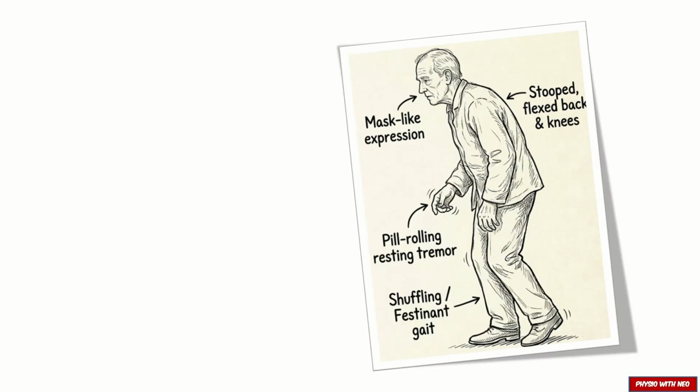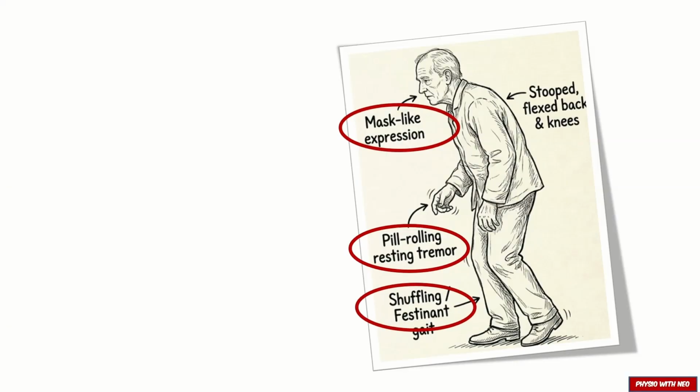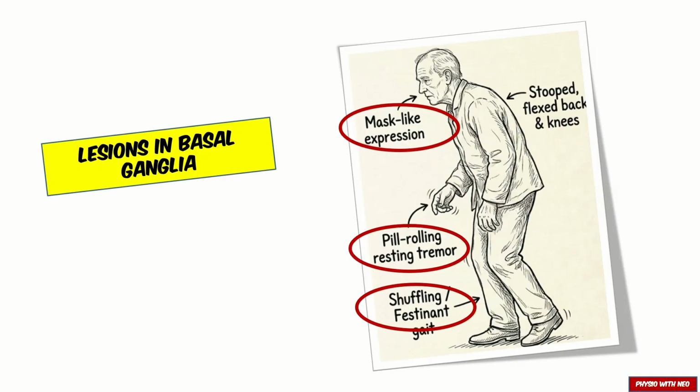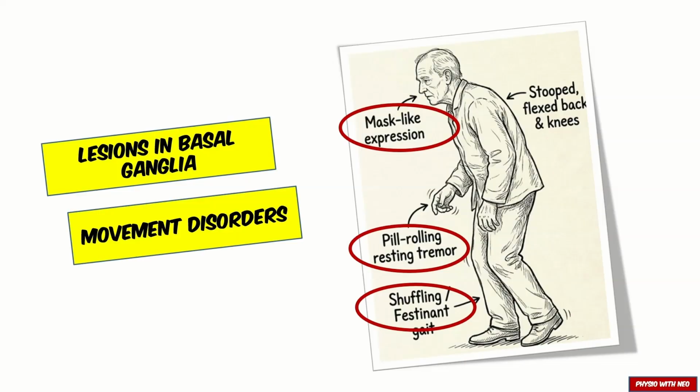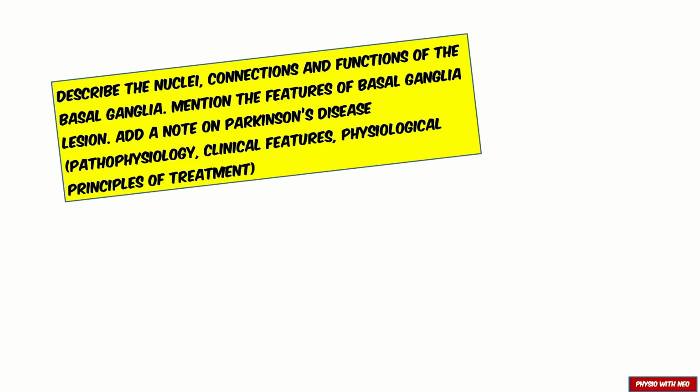Have you ever wondered why a patient with Parkinson disease develops tremor, slow movements, and muscle rigidity? Or why lesions in different parts of the basal ganglia produce completely different movement disorders? Even more importantly, how do you write this entire topic in your university exam so that the examiner immediately knows that you understood it?